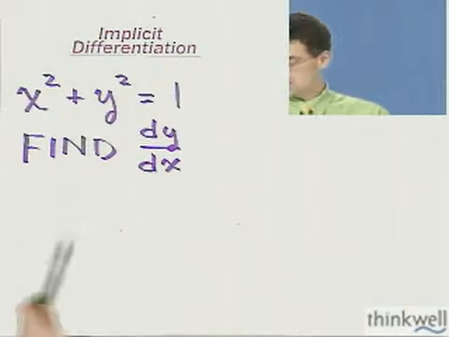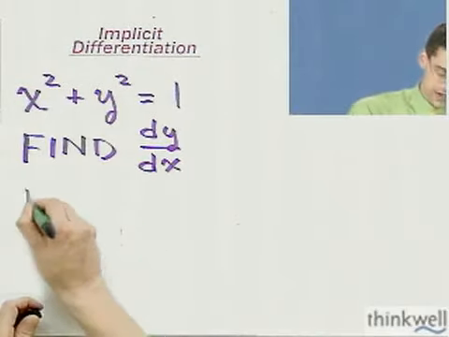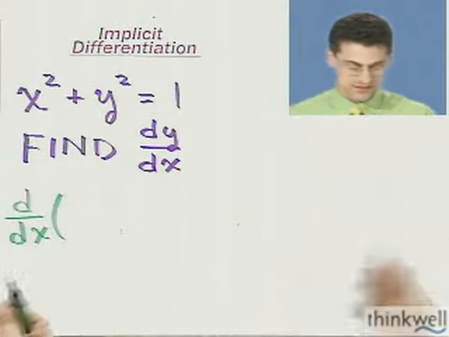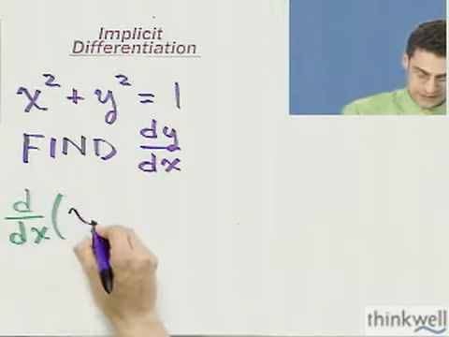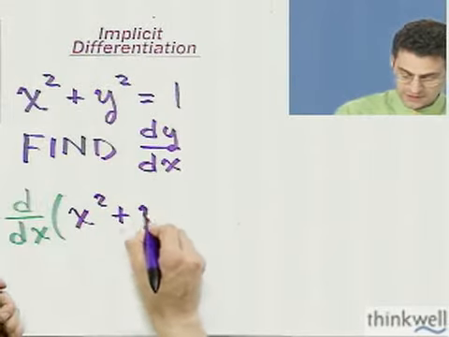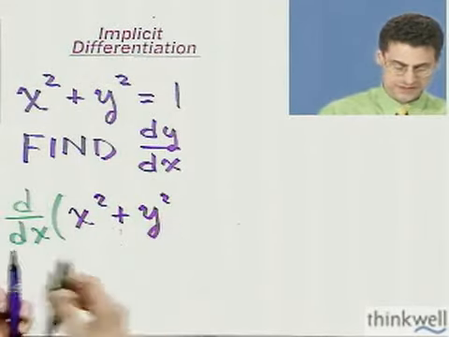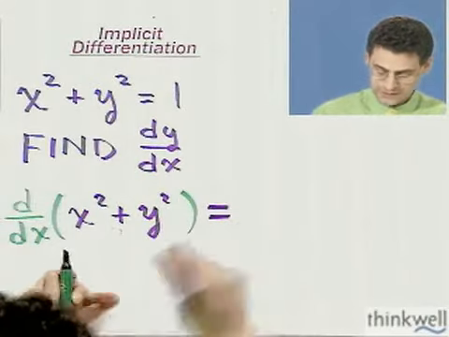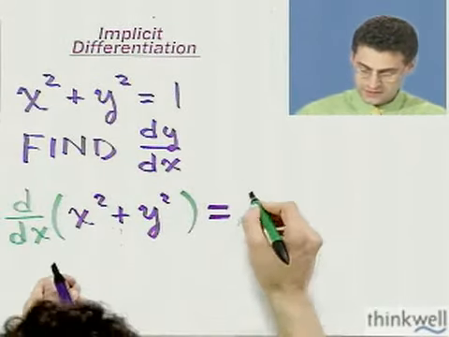So what I'm going to now say is, okay, I'll just differentiate both sides with respect to x. So I'll differentiate the left-hand side, which is x squared plus y squared, with respect to x. And that will equal differentiating the right-hand side with respect to x.